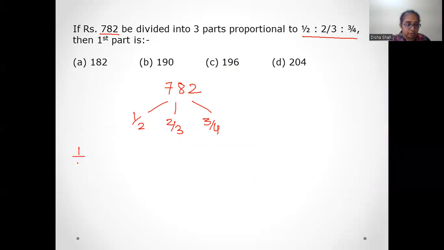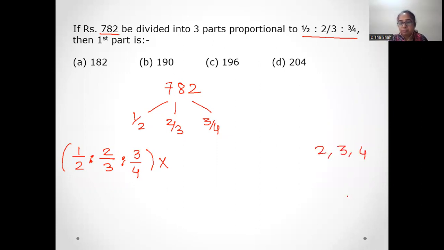इस फ्रैक्शन से हम होल नंबर पे चलेंगे. क्या रेशियो दिया है? 1/2, 2/3, 3/5. 3 रेशियो है. इसको हमें होल नंबर में कैसे कन्वर्ट करोगे? So for that we have to multiply this ratio with such a number which divides 2, 3 and 4. तो बेसिकली आपको 2, 3 and 4 का एलसीएम है. What is the LCM of 2, 3 and 4?